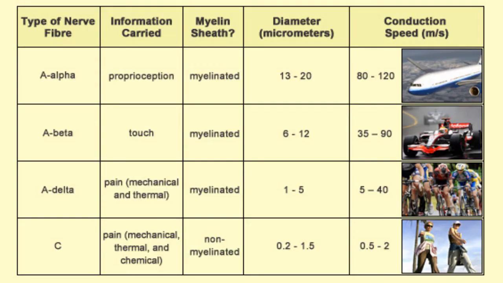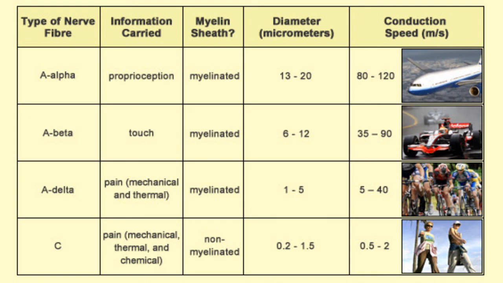I have shown here on a table, which I copied off from a very good website, that there are different kinds of nerve fibers, the A fibers and the C fibers. A fibers are myelinated, divided into A alpha, beta and delta. C fibers are the non-myelinated fibers.